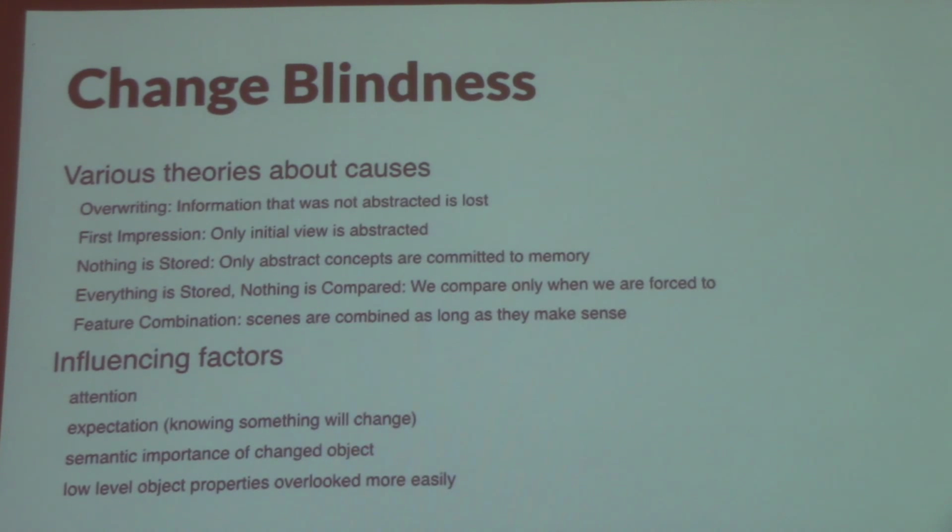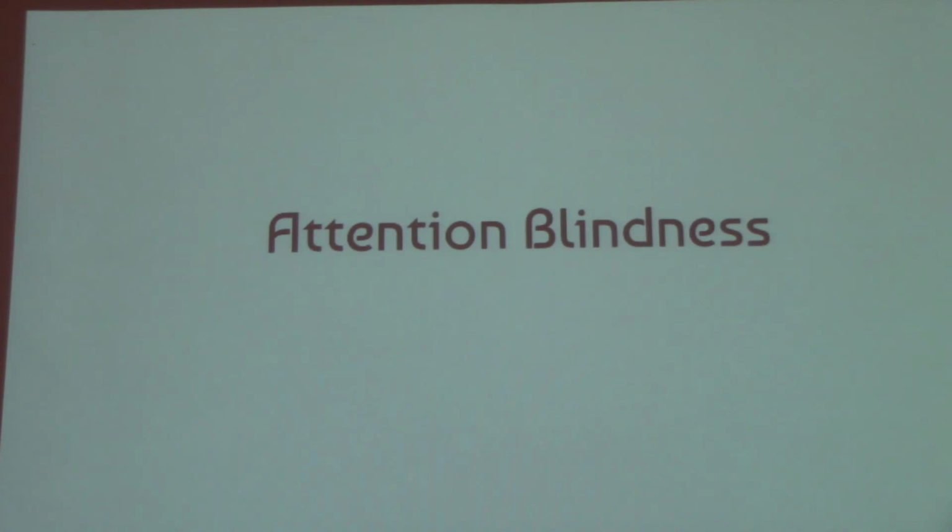And of course, influencing factors are attention, like how focused you are. Since I'm telling you that there's a change happening, you really pay a lot of attention. But if you don't expect a change, you would have a much harder time recognizing it. Then the semantic importance of a changed object: if there's only a single person in the picture and I remove this person, then of course you would recognize it immediately. Or low-level object properties, like texture and color, are overlooked more easily.